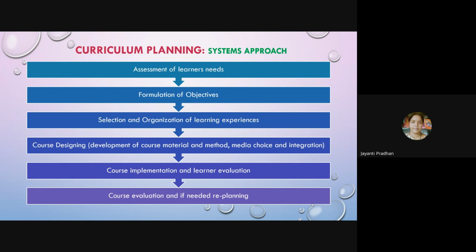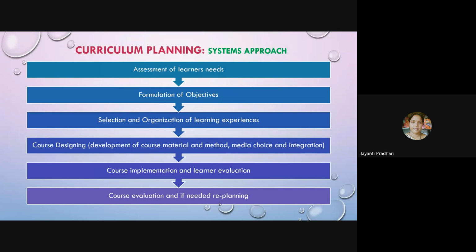The method, the media choice, and integration of media choice with the print material is taken care of in this step. After that, course implementation and learner evaluation is done. Then course evaluation, if required. If we want to know the effectiveness of the course, or we want to improve the course, then we can go for course evaluation and replanning of the course. So these are the steps for curriculum planning, how we plan a curriculum.